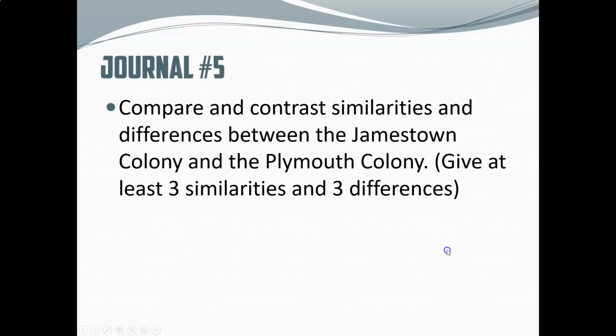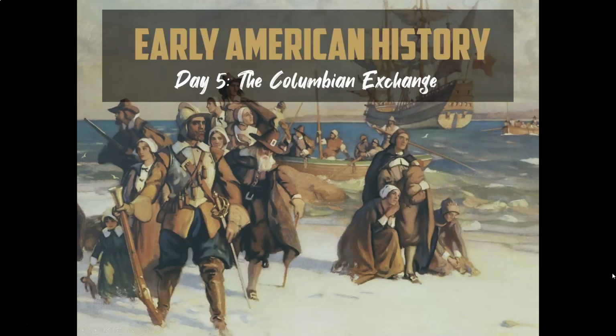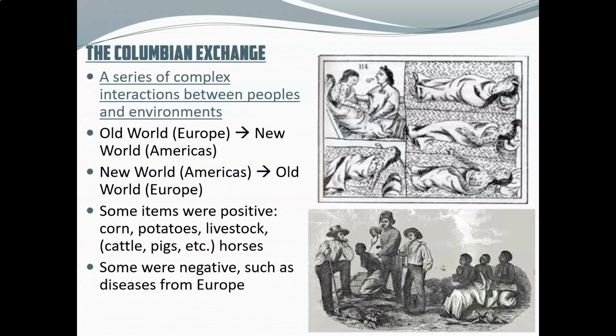Alright, today we're going to start talking about the Columbian Exchange. And the next 2 days of notes are going to be kind of an overview of what's going on between 1492 up to about 1750. And the Columbian Exchange is pretty simple to understand. It was a series of complex interactions between peoples and environments.